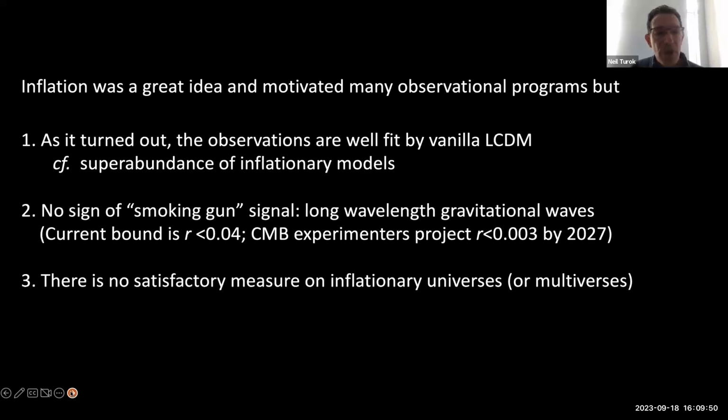Just to summarize, inflation was a great idea and drove many observational programs like the Planck satellite. But in retrospect, I think many people are now concluding there's rather little evidence that inflation actually happened. Why? Because as it turned out, the observations are very well fit by a vanilla lambda CDM model, which could have been invented, in fact, was invented long before inflation. And there's just a super abundance of inflationary models with many parameters, assumptions, fields, and so on, and no evidence for any particular one of them. An even stronger argument is that there is now no sign of inflation's smoking gun signal, long wavelength gravitational waves produced during this early De Sitter-like phase.